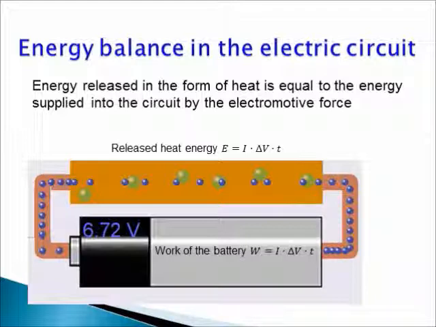By energy conservation, the energy lost from the circuit in the form of heat must be equal to the energy supplied into the circuit by the electromotive force during the same time t. The formula for the released heat energy, E, is equal to I times delta V times t. It must be equal to the work of the energy source W during the same time. The conservation of energy can often be used if you know the powers of various elements in the circuit or the energy supplied into the circuit during given time.